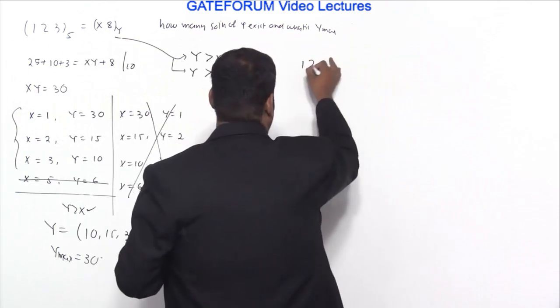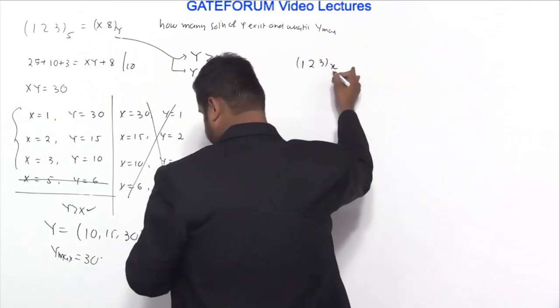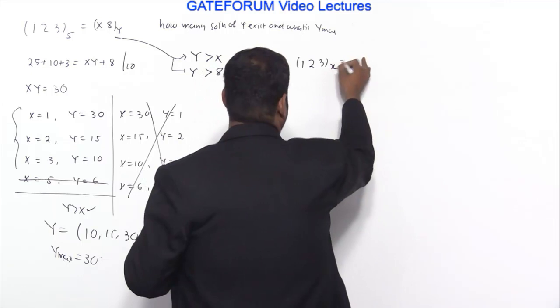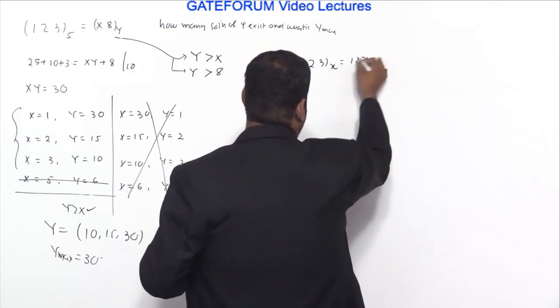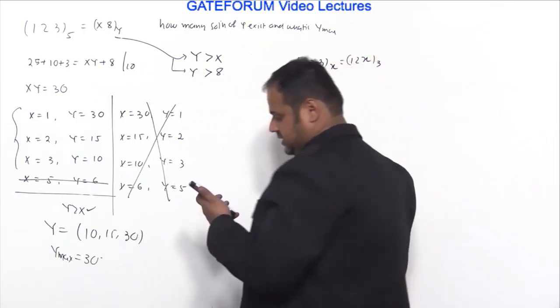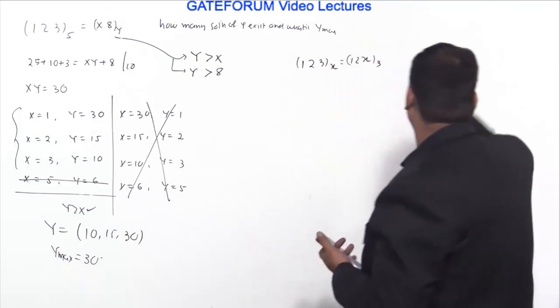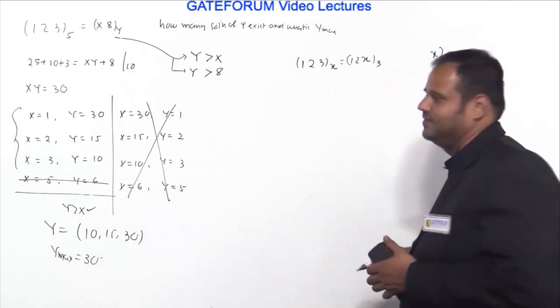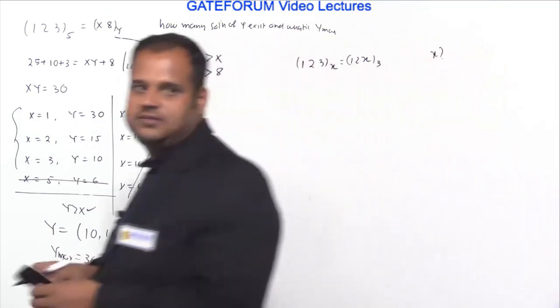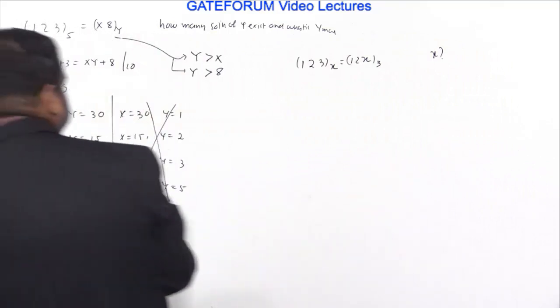Similarly, if I give 123 base x is equal to 121 base 3, the question is how many solutions of x exist? Then what is the answer?